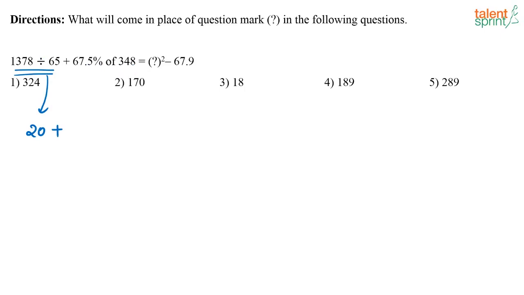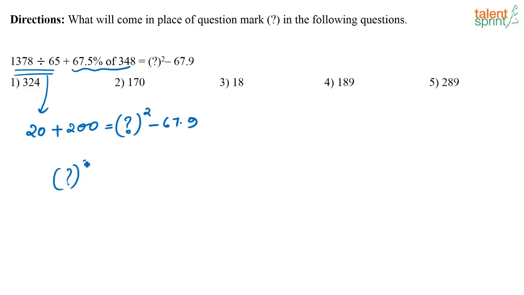67.5% of 348. Now again, the value that you are going to get as the answer here is somewhere close to 200, 200 and some value. Because 50% of 348 is nothing but 350 divided by 2, that is 175. So for 67.5, you can approximate it as 200 for now, because I'm just doing very rough calculations, not finding out exact values. So here, this is equal to question mark squared minus 67.9.